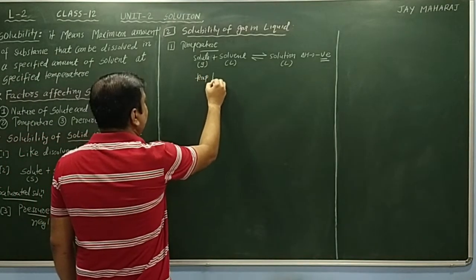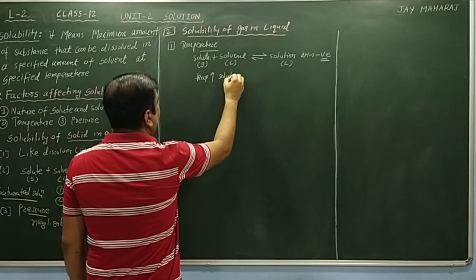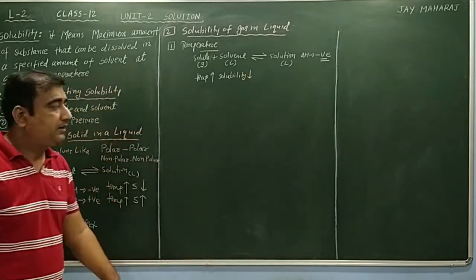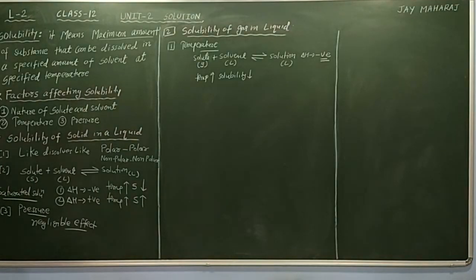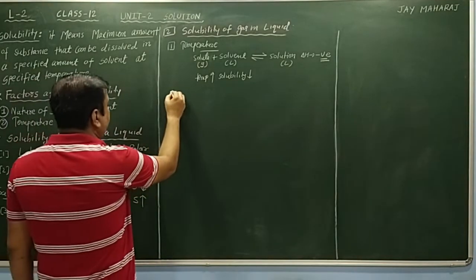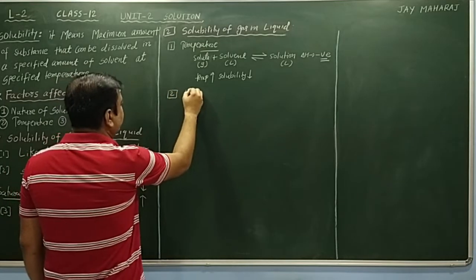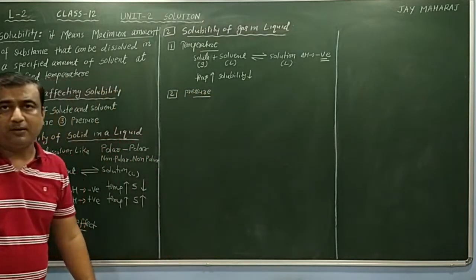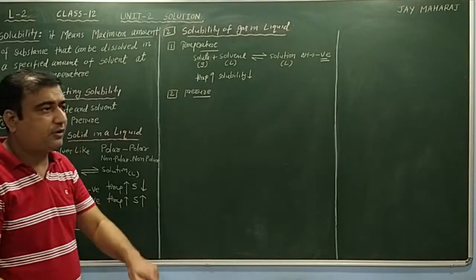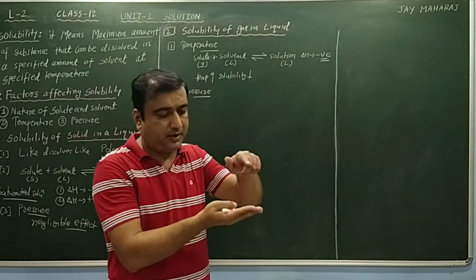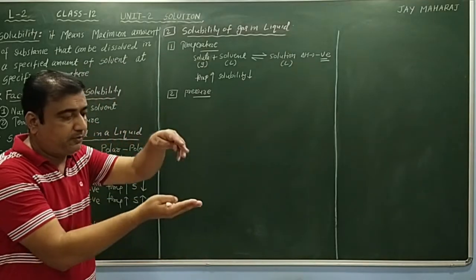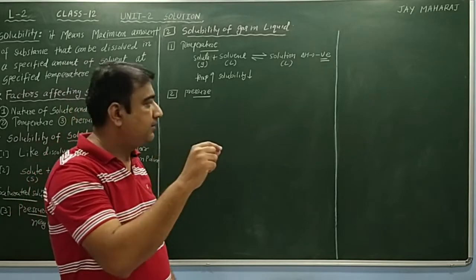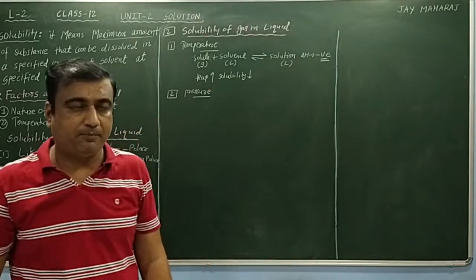Temperature increases, solubility decreases, when the solute is in gaseous form and the solvent is in liquid form. Now the effect of pressure. The logic is simple here. When the solute is in gaseous form and the solvent in liquid form, we know very well that for a gas, pressure has the maximum effect.